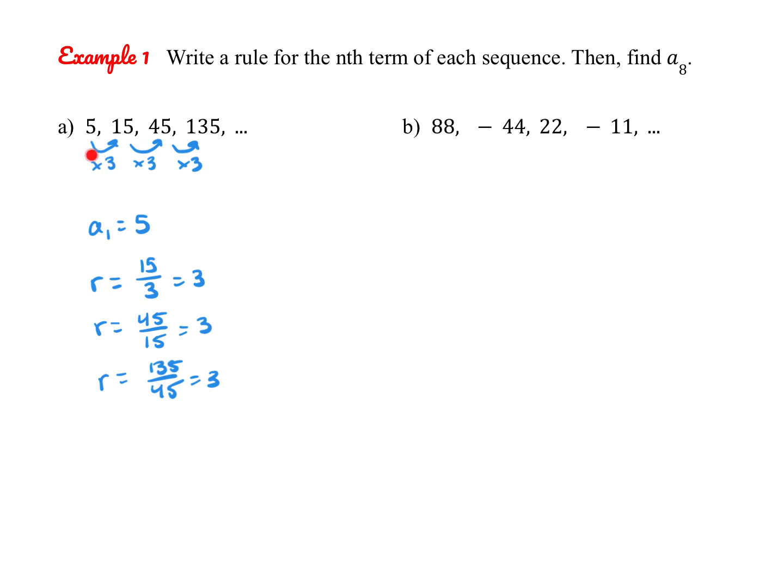So this is how you can find a common ratio. You can take any term and divide it by the term before, and that should give you the common ratio. And it should be the same as you move to each consecutive term.